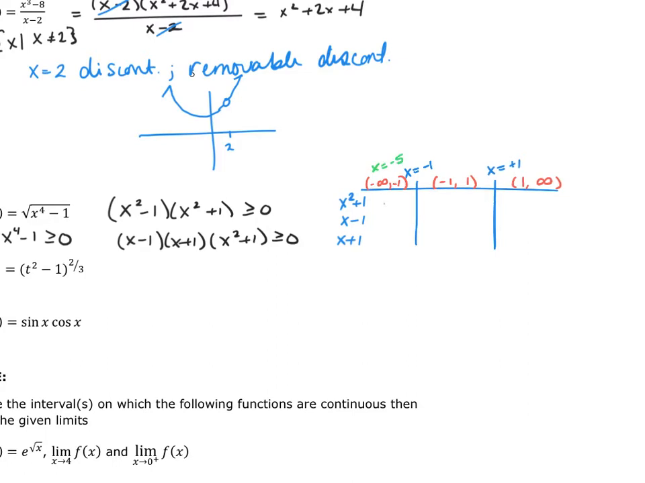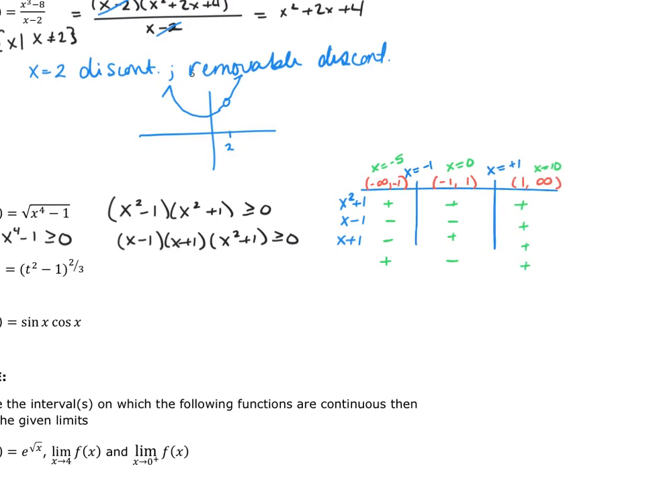When I put in negative 5, this is going to be positive. In fact, this one is going to be positive along all of the intervals, so I'm just going to put plus everywhere. When I put negative 5 in for this one, it's negative, so the region is positive. Let's choose x equals 0. This is negative, this is positive, so this region is negative. Let's choose 10 over here: positive and positive, so this region is positive.